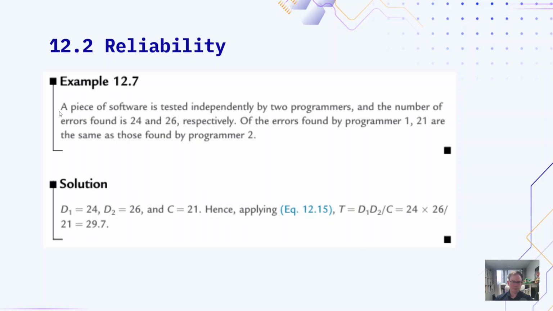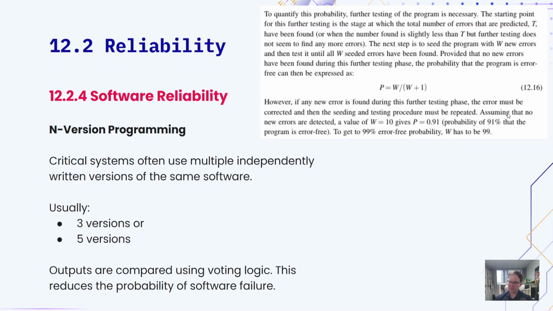Here's an example. A piece of software is tested independently by two programmers, and the number of errors found is 24 and 26 respectively. Of the errors found by programmer 1, 21 are the same as those found by programmer 2. So D1 is 24, D2 is 26, and C is 21. Plugging those numbers in, we get 24 times 26 divided by 21, and the total errors come out to 29.7.